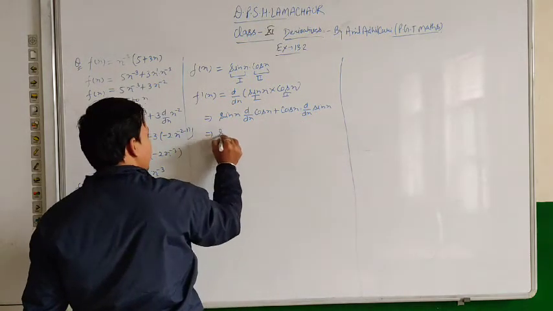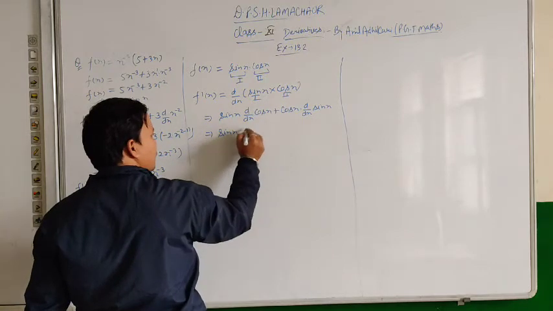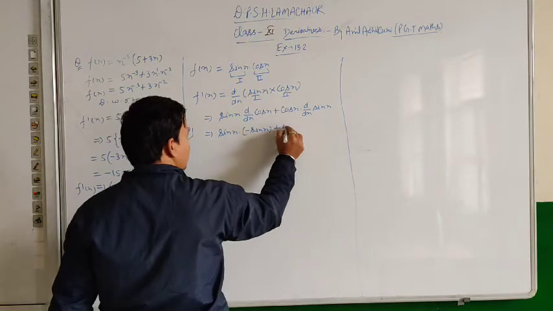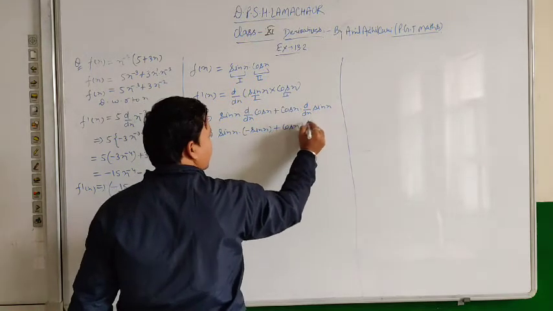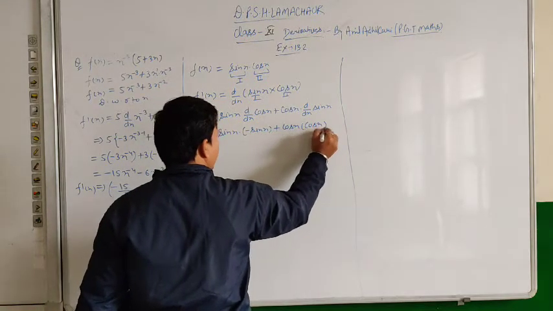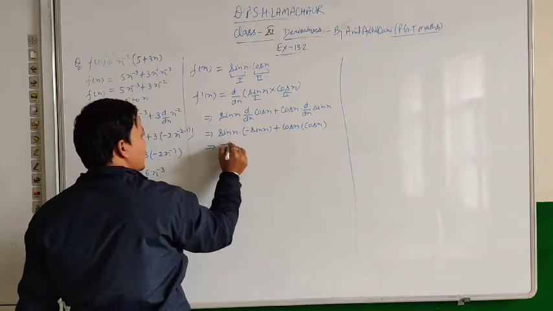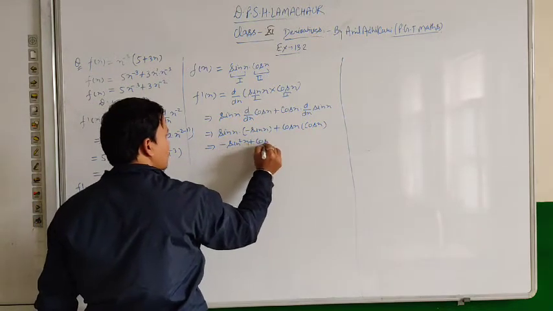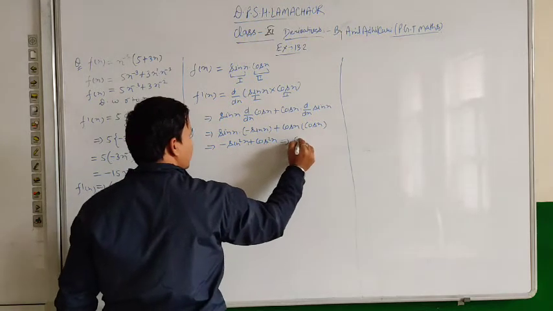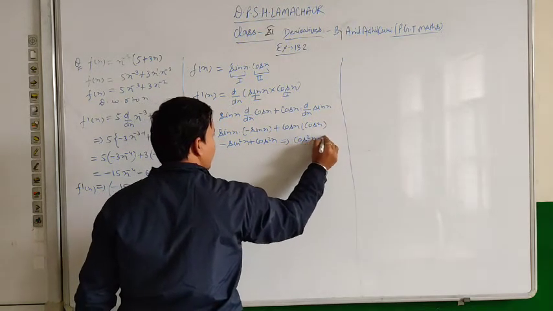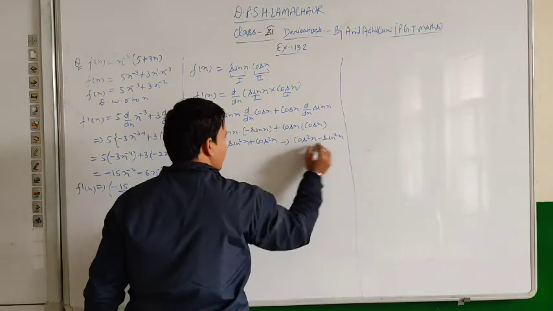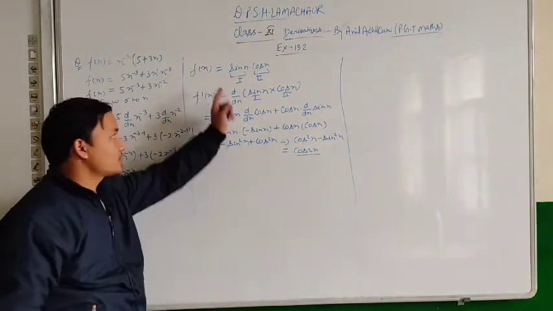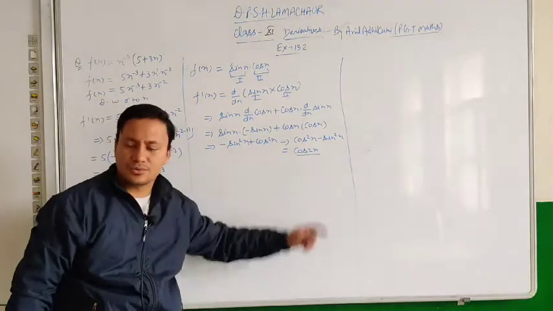So this will be sin x, derivative of cos x is minus sin x, which you have to learn, plus cos x, and derivative of sin x is cos x. So this will be minus of sin square x and this will be plus cos square x, or you can say cos square x minus sin square x, and this is the formula for cos 2x. Okay. So the derivative of sin x into cos x is cos 2x.